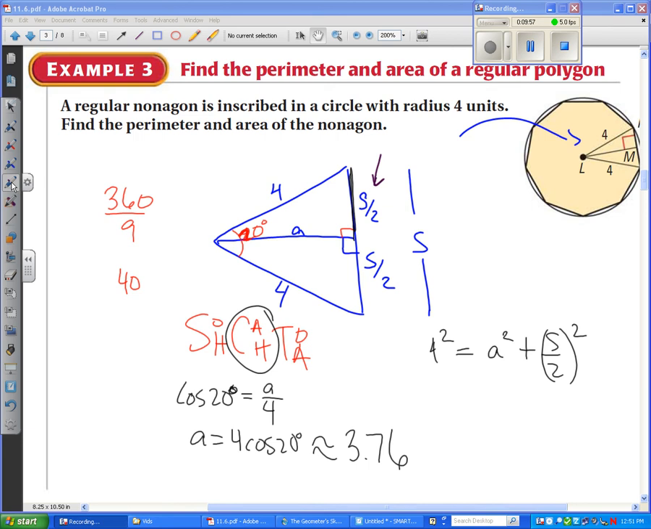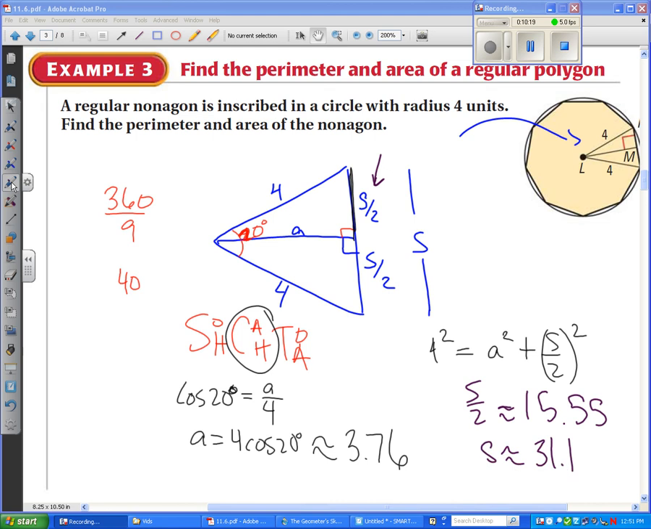Alright, so 16 squared minus my a squared value. I'm recalling this value in the calculator, and I'm going to square root that. I get s over 2 is approximately equal to 15.55. Once again, I'm leaving this stored in the calculator. I multiply by 2, and I got the side length approximately equal to 31.1.